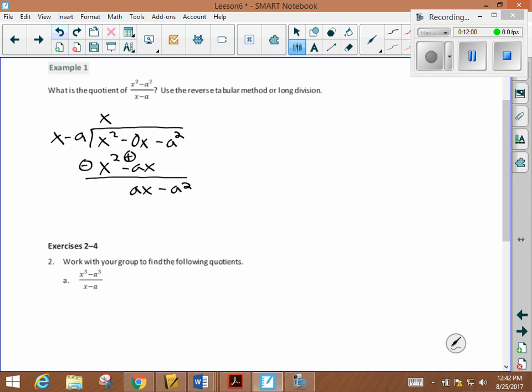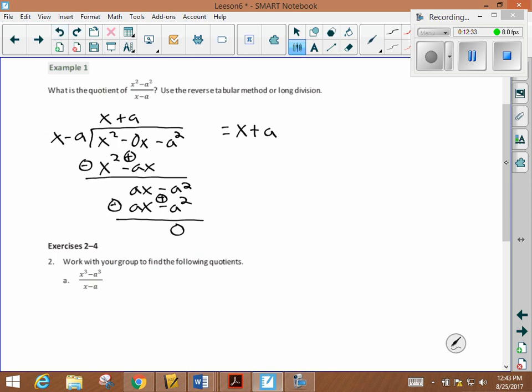What do I need to multiply x by to get ax? Well, it's just going to be a. And now I'm going to multiply it back out. a times x is ax, and a times negative a is negative a squared. And when we change the sign and add, I wind up with a 0 remainder, which means that that's actually equivalent to x plus a. Awesome. All right.